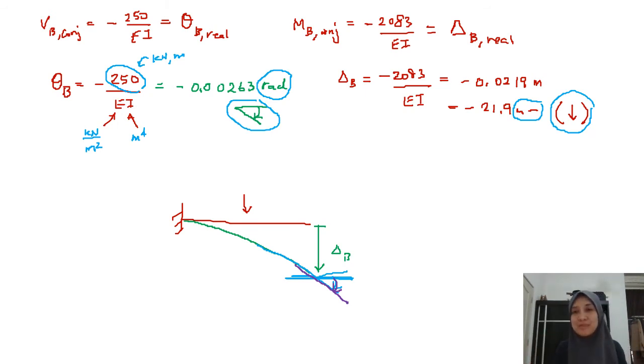So this is the whole thing about the conjugate beam. It's pretty easy, but it can also get more complicated if the M over EI diagram for your real beam is, say, parabolic, and that will be a little bit more difficult.